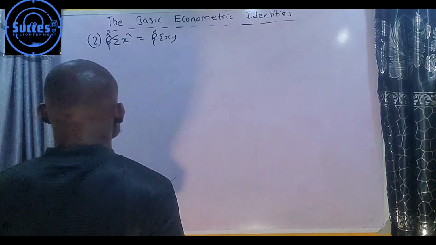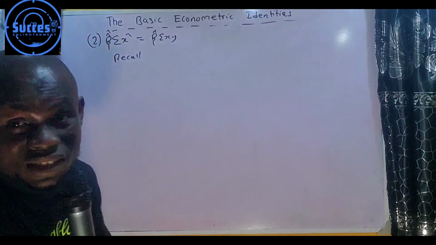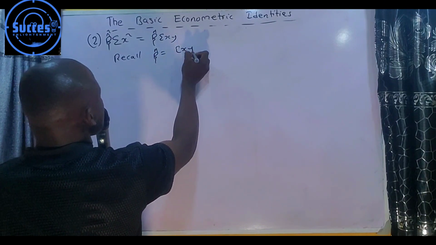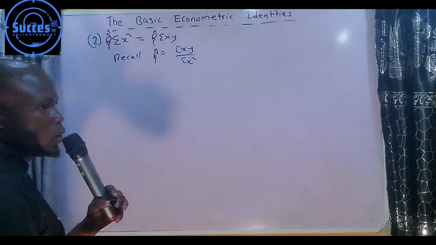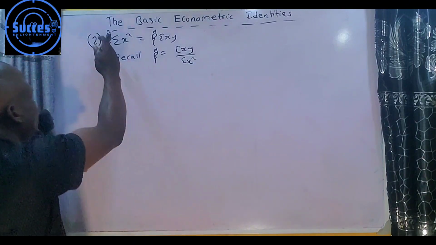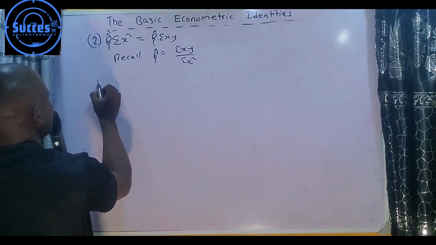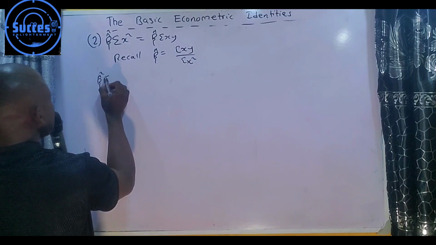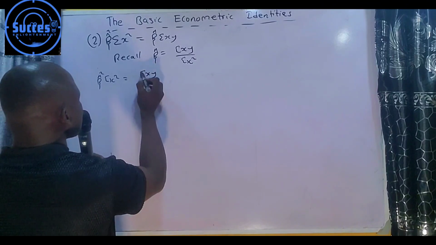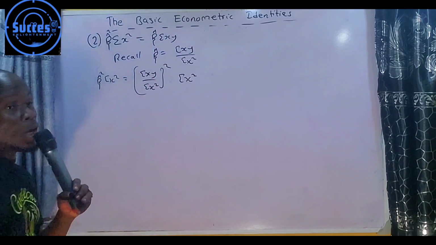All right. So the first thing we need to do is recall what our beta cap itself is. Beta cap itself is equal to summation xy all over summation x square. So we move from the left hand side to the right hand side here as well. From here now, we substitute this for beta cap. So our beta cap square summation x square then equals summation xy over summation x square, squared, times summation x square.